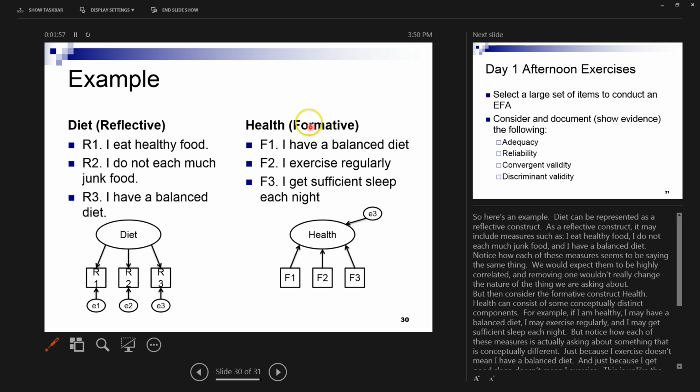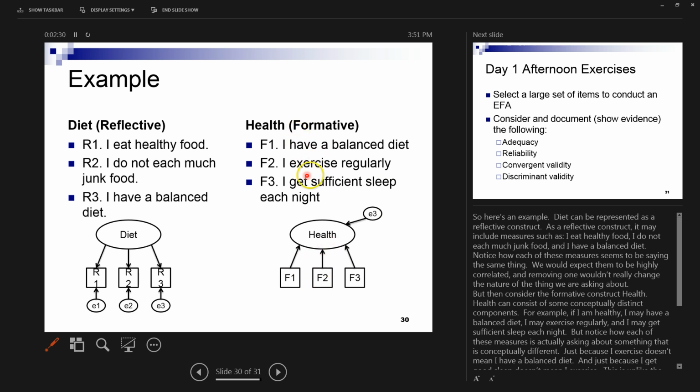Whereas if I have a construct called health, and it's formative, I ask different things. I have a balanced diet. That's a part of being healthy. I exercise regularly. That's another dimension of being healthy. And I get sufficient sleep each night. False statement, but it is another dimension of health. If you take away one of them, it changes the nature of what you're capturing. And so the construct depends on these multiple dimensions.